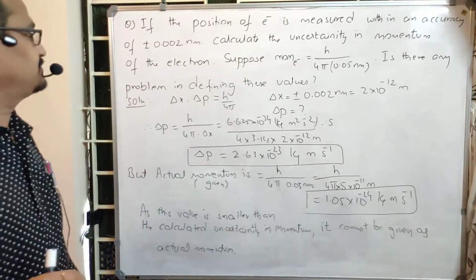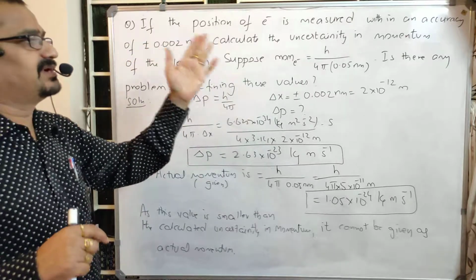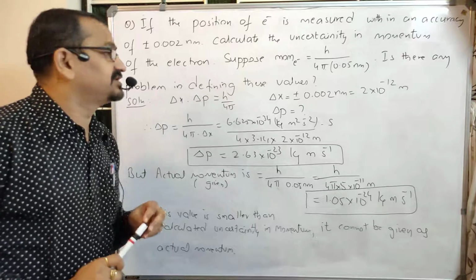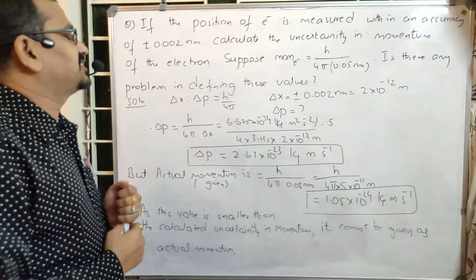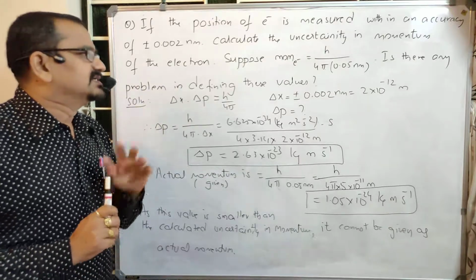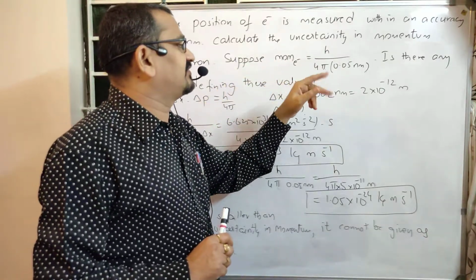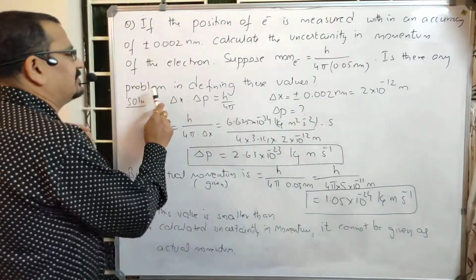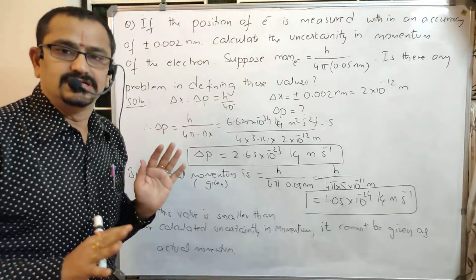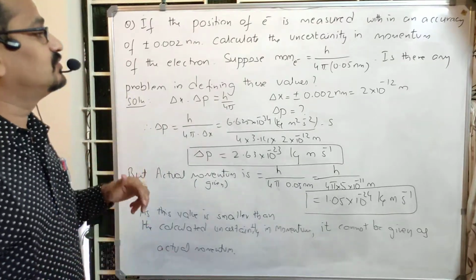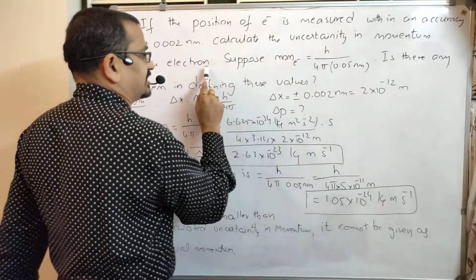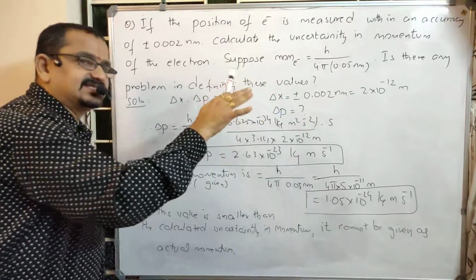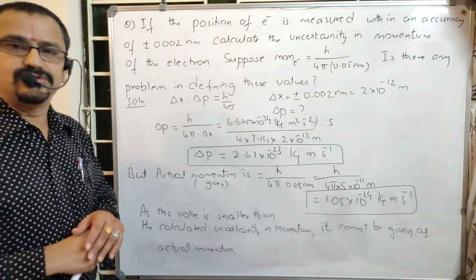See, this is another question. If the position of an electron is measured within an accuracy of plus or minus 2 into 10 power minus 3 nanometers, calculate the uncertainty in momentum of the electron. Suppose the actual momentum of the electron is given as h by 4 pi into 0.05 nanometer. Is there any problem in defining this value? So, that's the question. We have to find the uncertainty in momentum, and compare that uncertainty with the given momentum. Whether this given momentum is applicable or not, we have to find out.